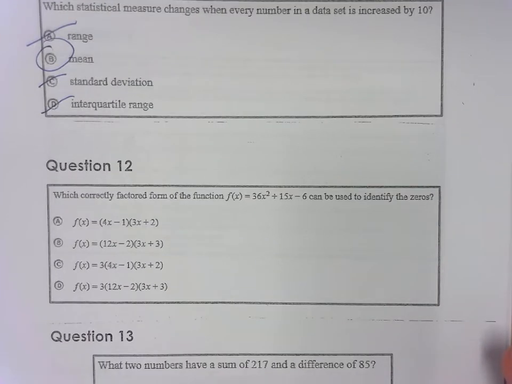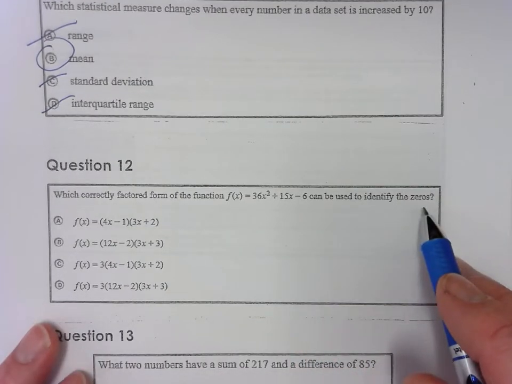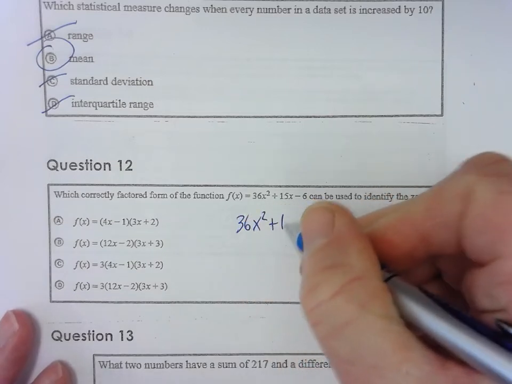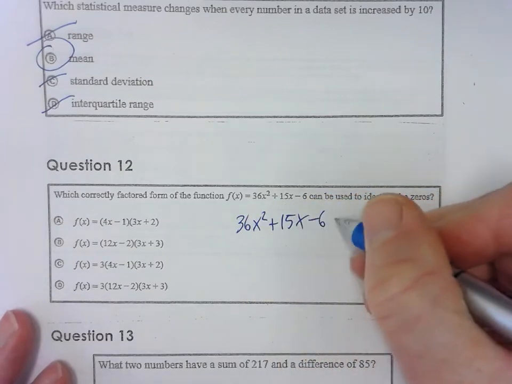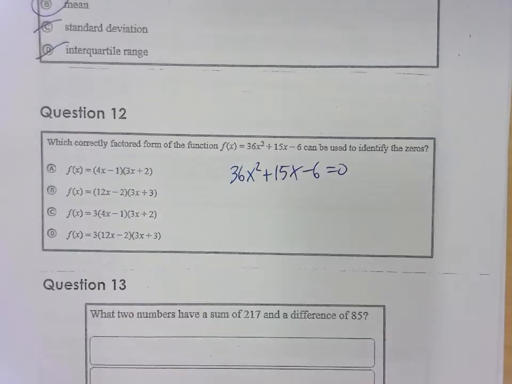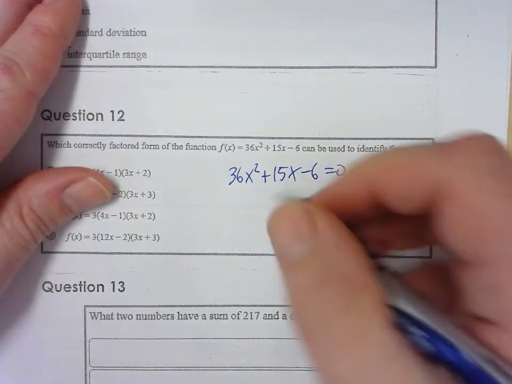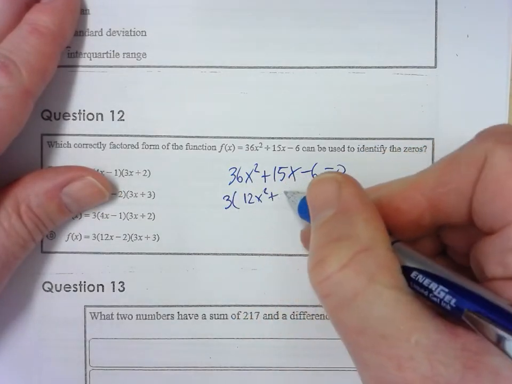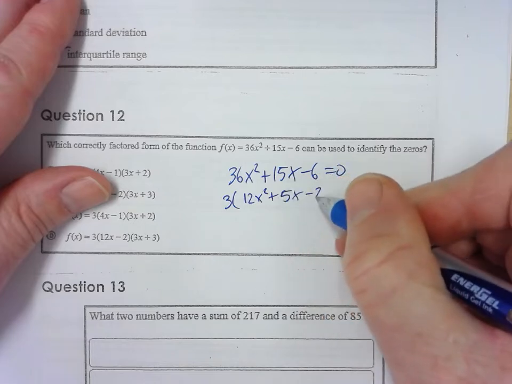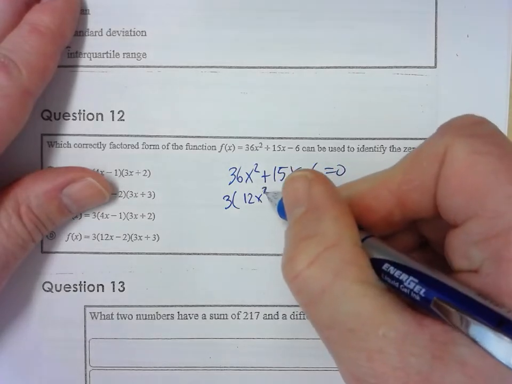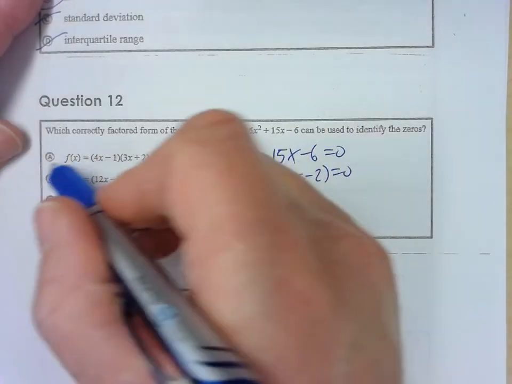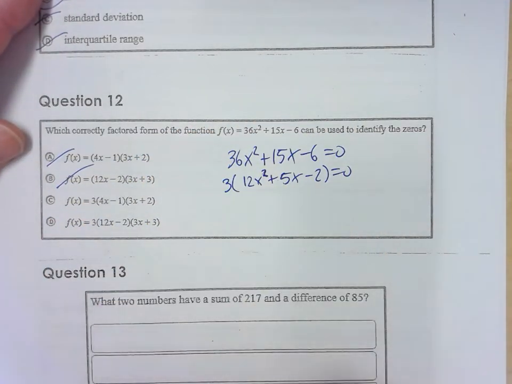Okay, so basically we're going to identify the zeros of the function, so we're going to factor this. So it's 36x squared plus 15x minus 6 equals 0. So that's how you solve a quadratic. One way is to factor it. So each of these is divisible by 3, so I'm going to divide the 3 out and get 12x squared plus 5x minus 2 is equal to 0. All right. Now this factors again, and we know that it's not either one of these answers because it has to have the 3 in it, right?